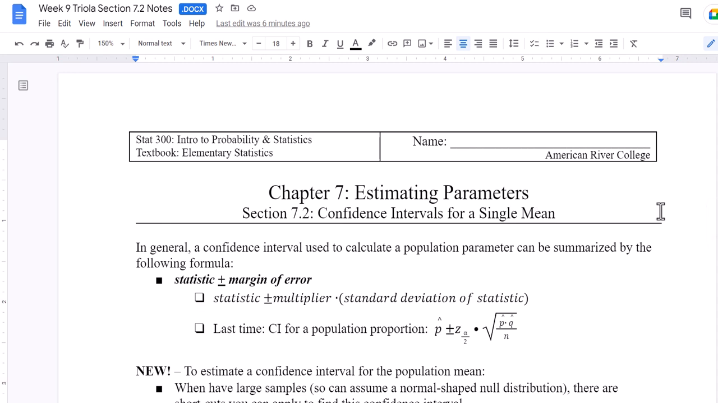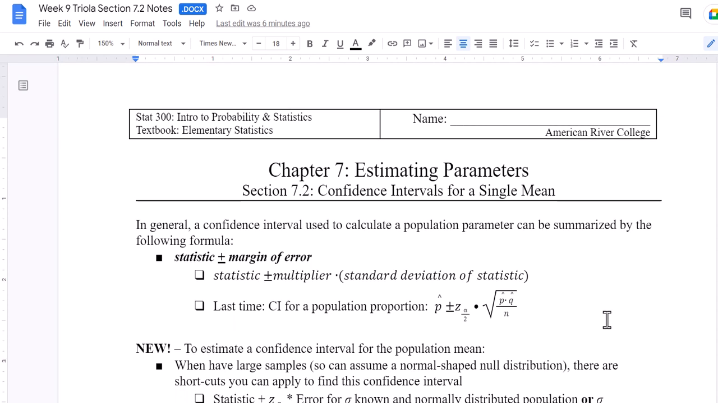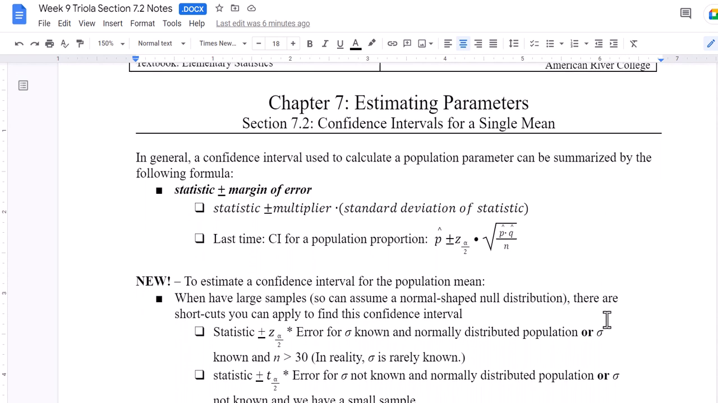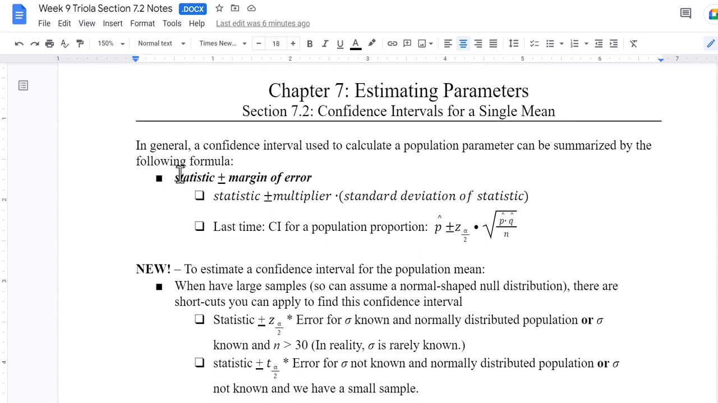Hey there, in this video we're going to go over section 7.2, which is confidence intervals for a single mean. Last time, in the previous video for section 7.1, we talked about finding confidence intervals for a population proportion. So now in section 7.2 we move on to finding the confidence interval for a population mean. Last time, a confidence interval was found by using the statistic, or the point estimate, plus or minus your margin of error.